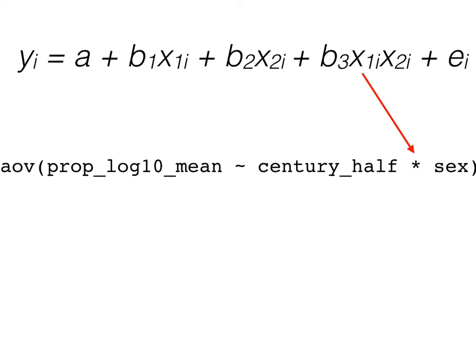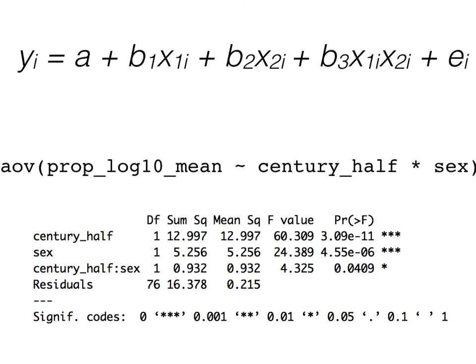Okay, let's look at the summary of our ANOVA. For each of our variables, we have our sum of squares, f-value, and p-values. But you may notice that there are no coefficients. Unlike a linear model, we don't know the direction or size of our effects from our ANOVA.